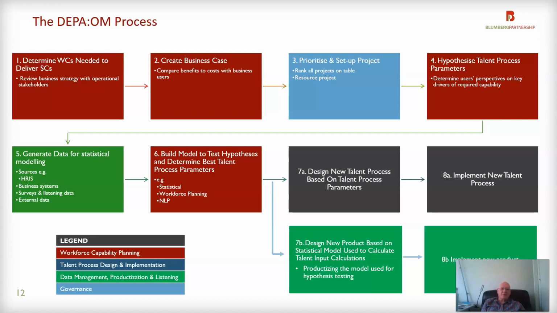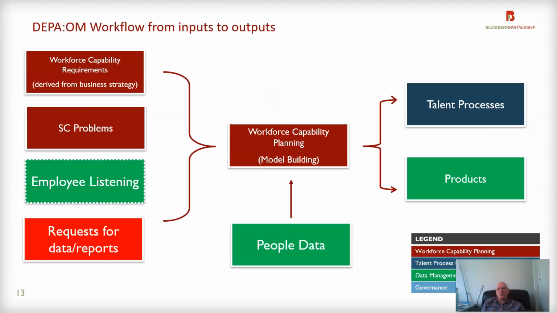And then finally, of course, you would then implement the new talent processes, the recruitment or the learning and development, and or implement the new product. So that is the Deeper OEM process, with the code showing you which of those sub-functions do what.